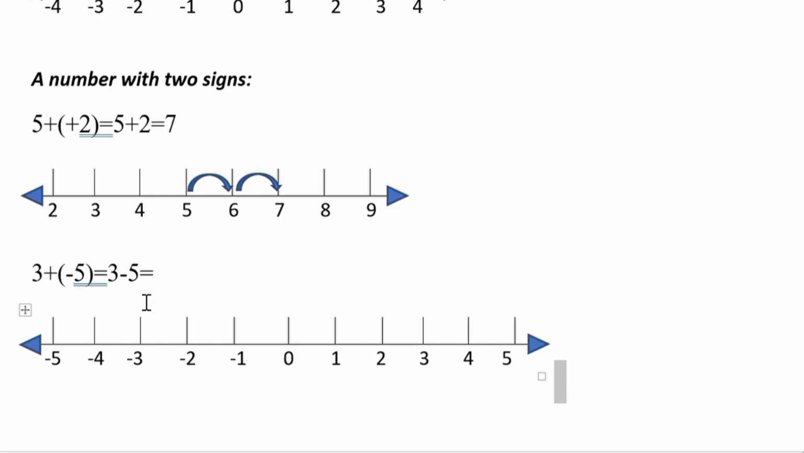After that, count from these 3. We count 5 steps to the left because we are subtracting. So from these 3, count 5 steps. 1, 2, 3, 4, 5, and you land on -2. So right here, -2. So that's how we work using a number line.